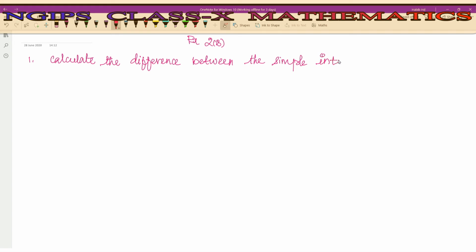Now I am going to teach you Exercise 2b. Here the first problem is: calculate the difference between the simple interest and the compound interest.